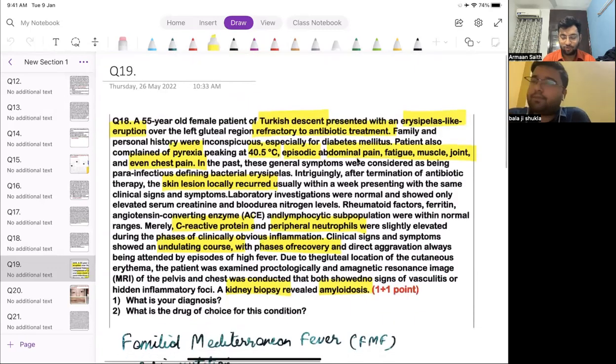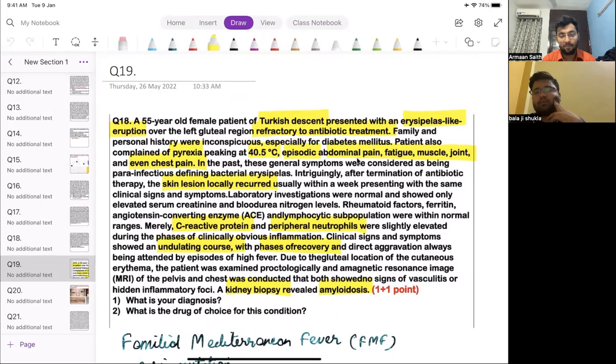The next question also had a clinical scenario in which a 55-year-old female of Turkish descent presented with an erysipelas-like eruption, which was refractory to antibiotic treatment. The patient complained of pyrexia, episodic abdominal pain, fatigue, muscle and joint pain, and even chest pain. The skin lesion resolved after antibiotic therapy, but it kept on recurring locally.